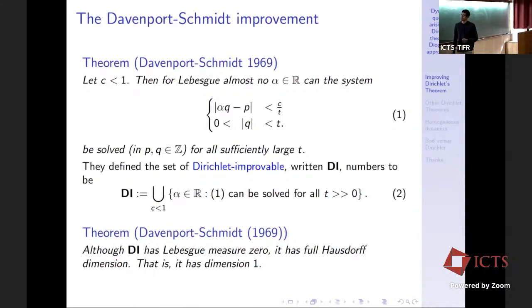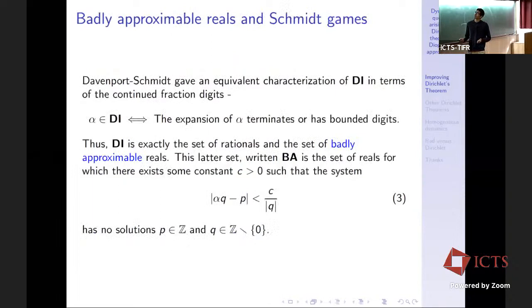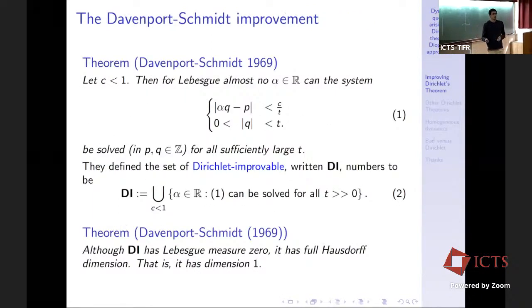Feel free to stop me if you have questions. And here's what they proved. This Dirichlet-improvable set has measure 0, but it has full Hausdorff dimension. Yeah, the union goes up to full dimension.